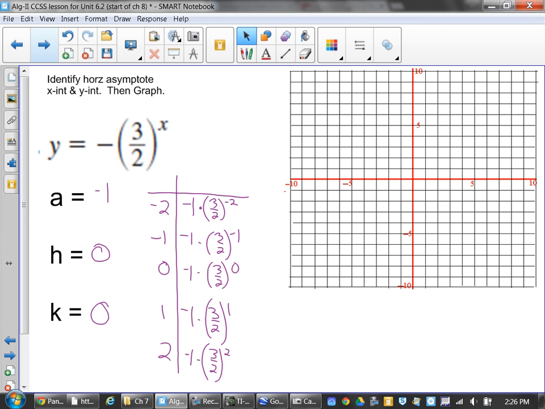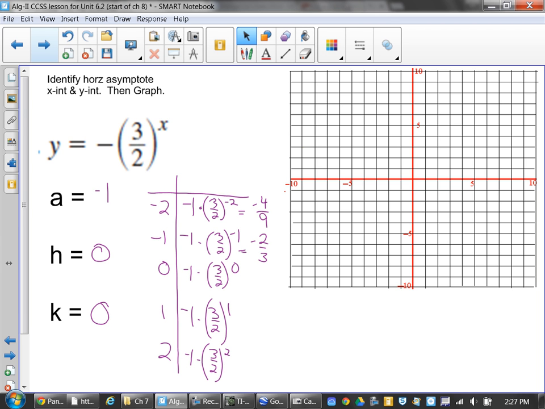Anyway, when you have a fraction to a negative exponent, what do you do to that fraction? You flip it. Okay. So what is 3/2 to the -2? 2/3 squared, 4/9. What's 4/9 times -1? Negative 4/9. When you have a fraction raised to an exponent that's negative, you automatically flip the fraction, because you're distributing that negative power to both the numerator and the denominator. So what's 3/2 to the -1? And what's 2/3 times -1? Good.